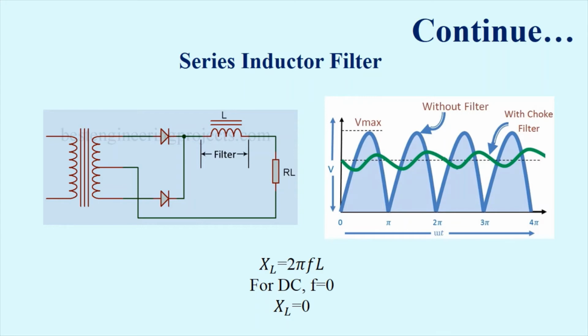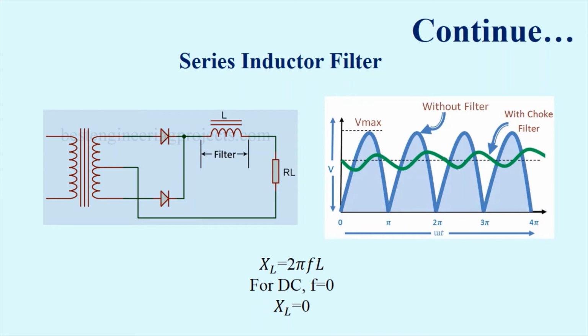One important thing here is inductive reactance, which is the opposition offered by the inductor to the flow of current. We know that XL, the inductive reactance, equals 2 pi f L. If we put in DC, for DC current f equals 0, then XL is obviously equal to 0. This means that for DC, the inductor will offer 0 resistance. It will easily pass the DC signal.